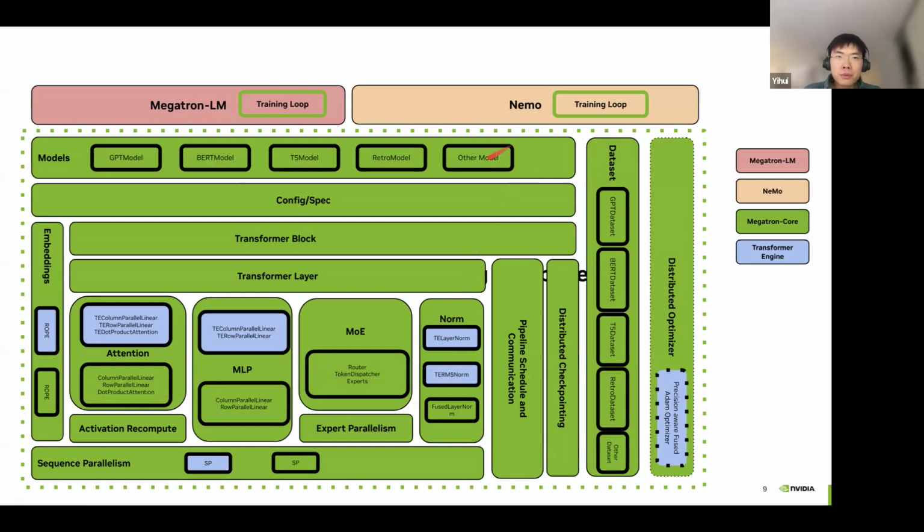And on top, you have customizable training loops. Megatron-LM provides a simple barebone training loop that you can easily hack, and NeMo provides a high-level interface where you can just provide a Pythonic configuration to train these models.